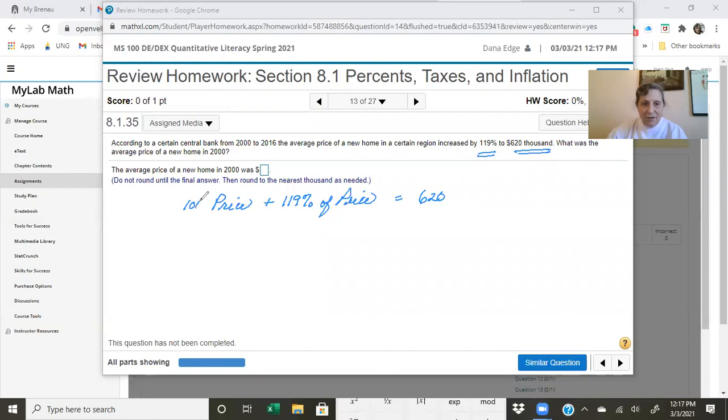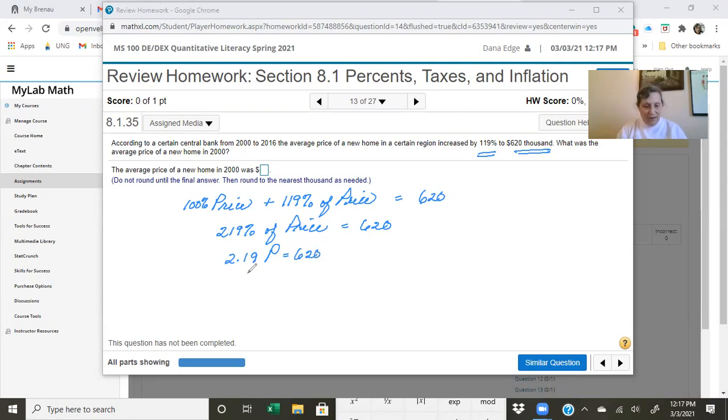Now, this is again 100% of the price is what it started out. If you increase that by 119, that means that it's more than twice as much as it was before. So we now actually have 219% of the price. Inflation, inflation, inflation. And this would be the same as 2.19 times, I'll just call it P again, equals 620.